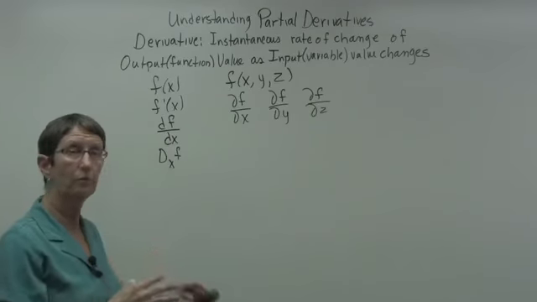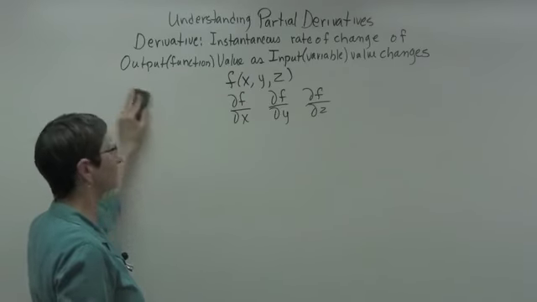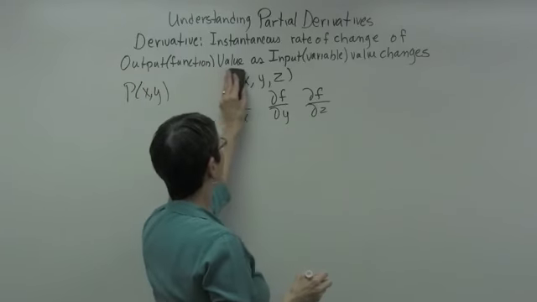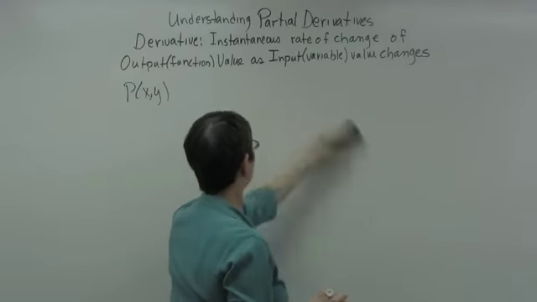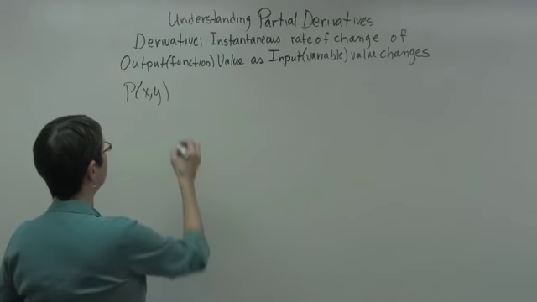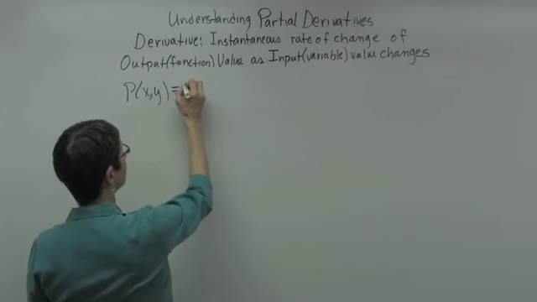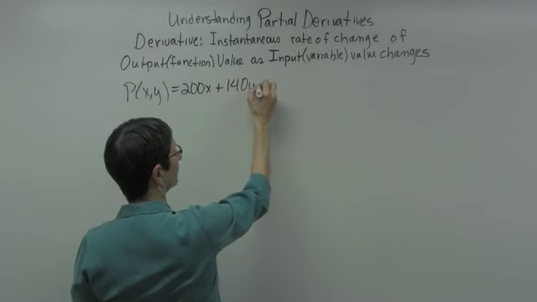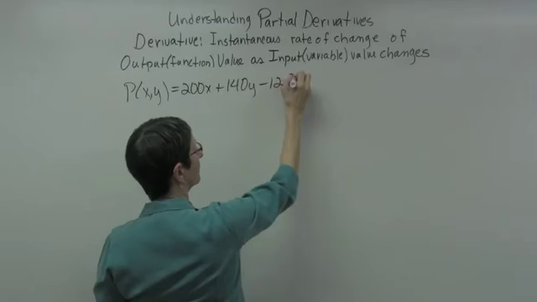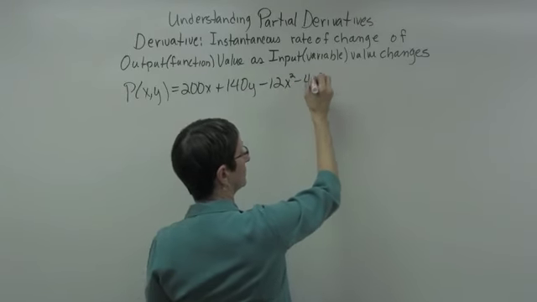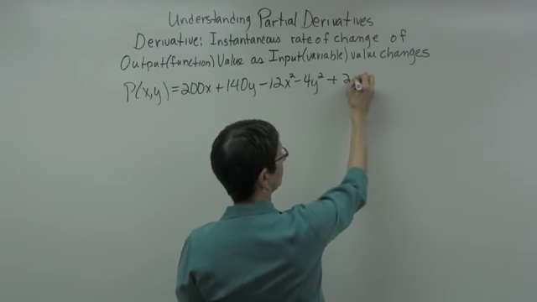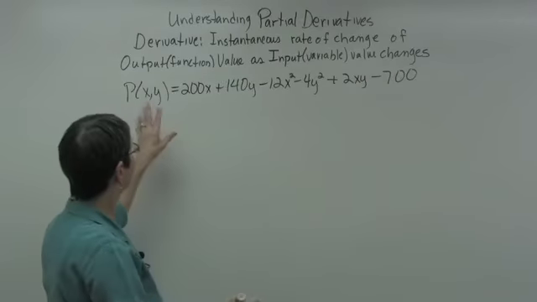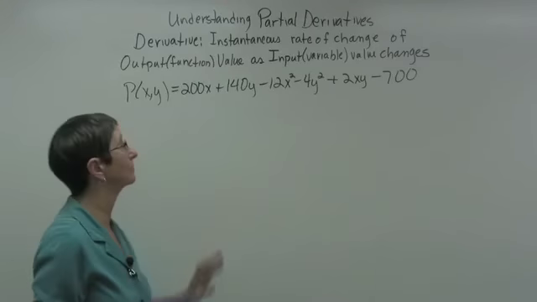Well, let's look at a multivariable function that we looked at previously, our profit function, p of x,y, where x was the number of tables and y was the number of chairs. The function is 200x plus 140y minus 12x squared minus 4y squared plus 2xy minus 700. So this is my function of 2 variables.